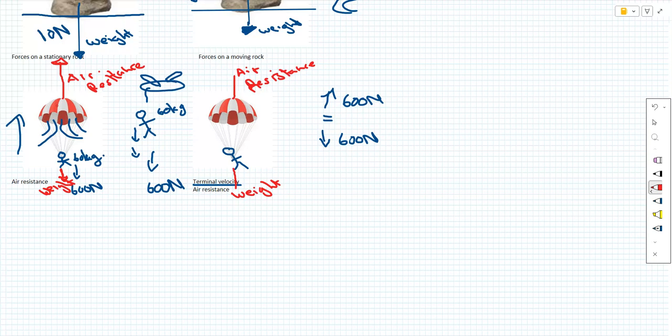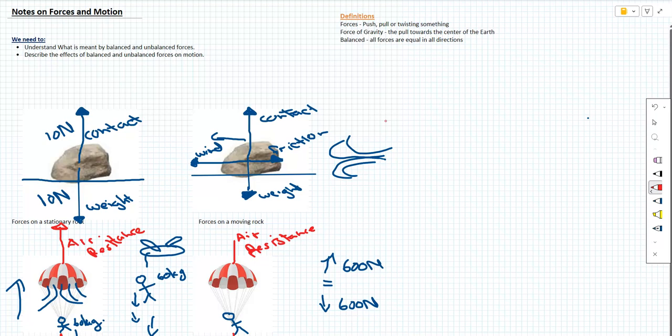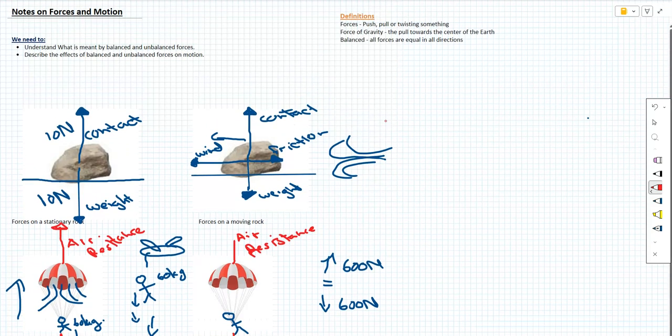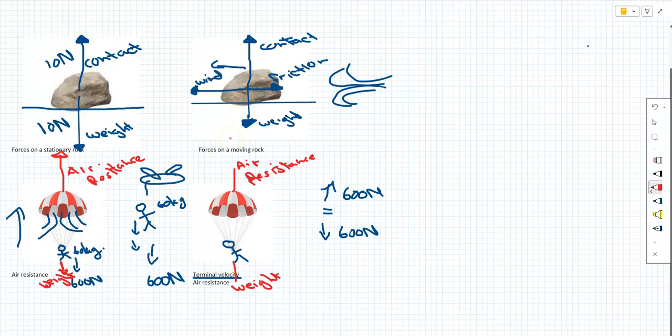Okay, so this is it for our video. We are now going to do a little bit of work. I hope you understand how forces work. Let's recap what we have learned. We have learned what is meant by balanced and unbalanced forces, and we can describe the effects of balanced and unbalanced forces in motion. We know now what forces mean, what force of gravity means, and what balanced forces mean.